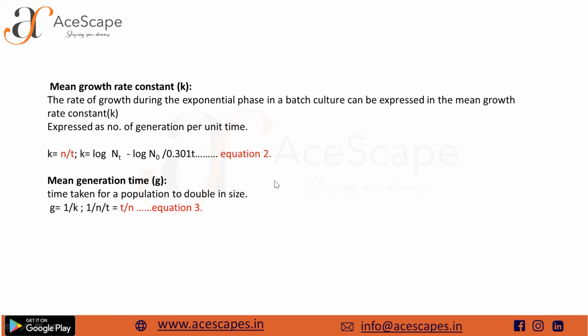Next we come to the mean generation time, the time taken for the population to double in size. Mainly we go for the time here. So g = 1/k. We have the k value from the previous equations, and we substitute that value here and get g = t/n. This is equation 3. Mainly these three equations are needed to solve the preliminary questions on growth, and I think GATE gives only this type of question. From the previous papers that I have seen, or attempted, these are very preliminary questions from growth. So these are the equations you will need to solve them.